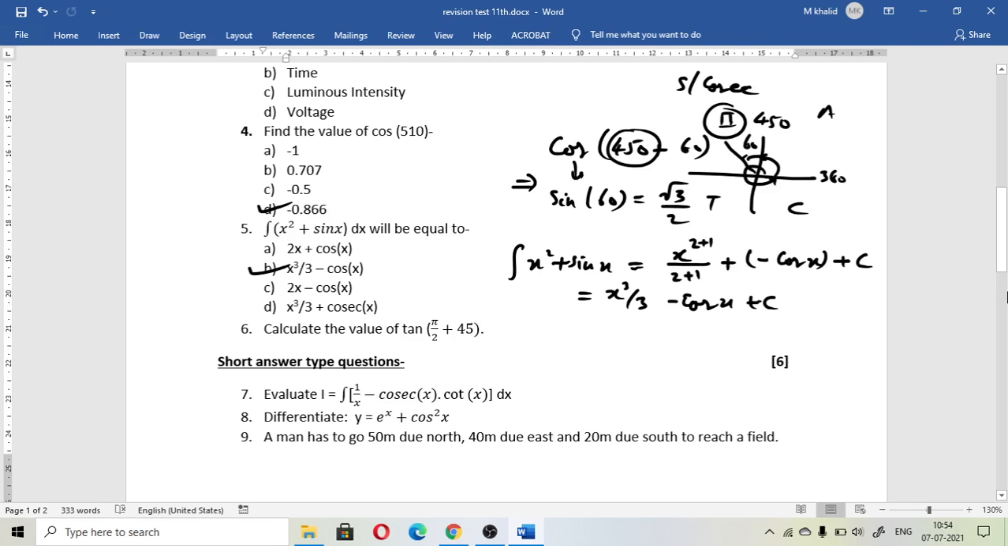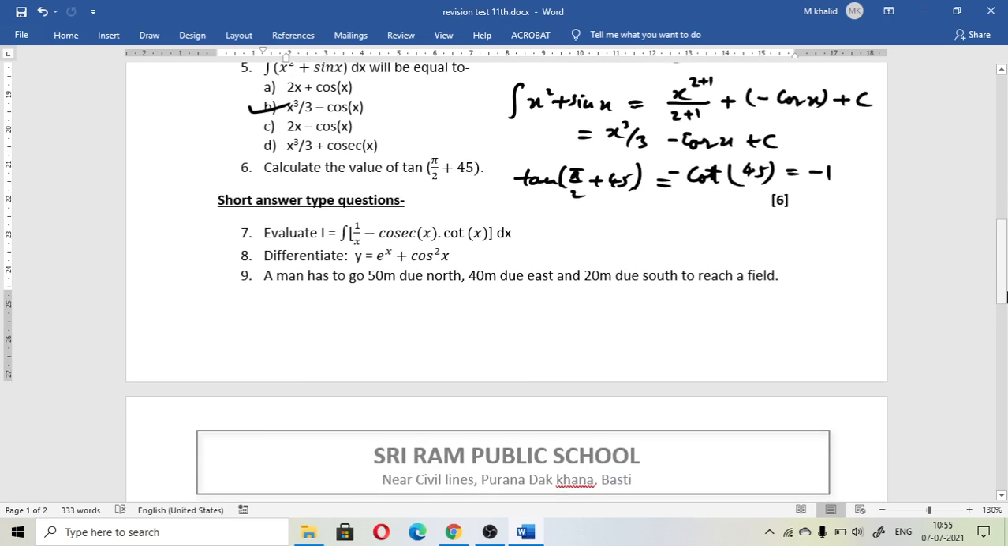Calculate the value of tan of pi by 2 plus 45. So pi by 2 plus 45 comes in second quadrant. Here pi by 2 is there, so the function will change into cot, and since it is the second quadrant, the sign will be negative. So cot 45, its value is 1, so with the negative sign, minus 1 will be our answer.